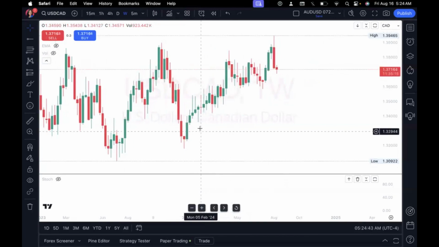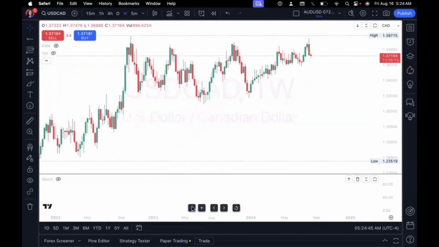Now the next thing that you want to do, because something we need to understand is that the market works on support and resistance, supply and demand. And that means that there are going to be these key areas that we want to target when we want to buy and sell, basically using previous highs and lows in the market.